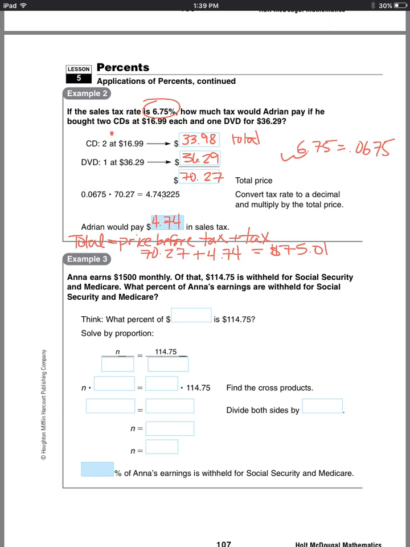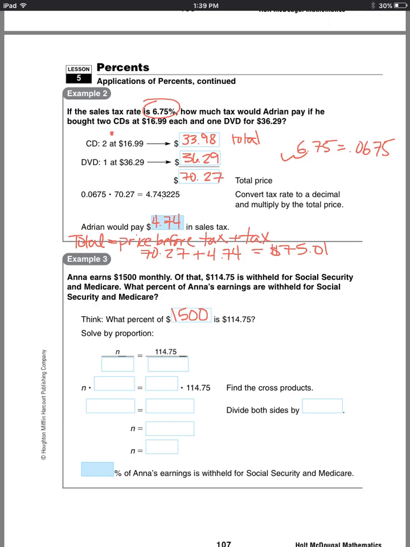And the last thing we're going to do is Anna earns $1,500 monthly. Of that, $114.75 is withheld for Social Security and Medicare. What percent of Anna's earnings are withheld for Social Security and Medicare? So, we have to think what percent of 1,500 is $114.75. Okay, so we're going to solve by a proportion.